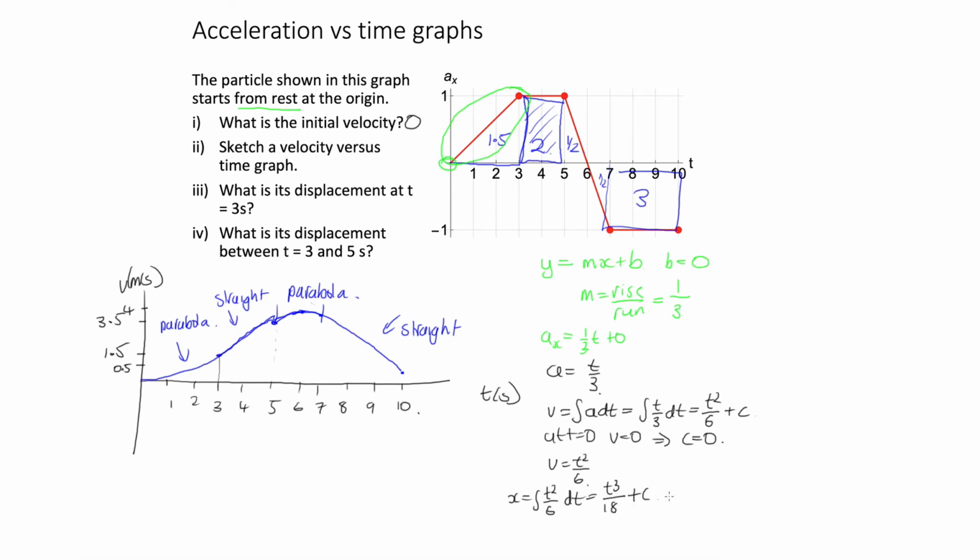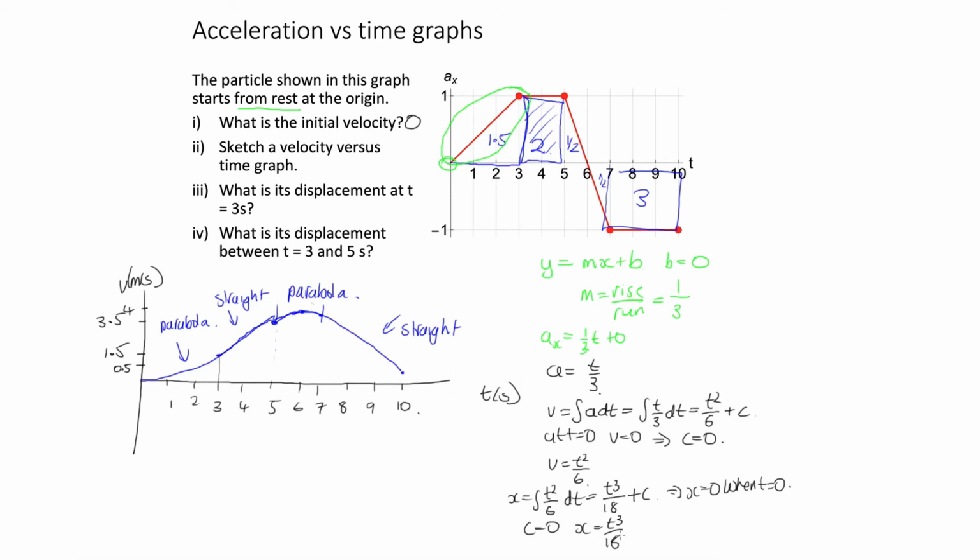So because it starts at the origin, that tells us that x equals 0 when t equals 0, which tells us that c equals 0. And so x is equal to t cubed over 18. Okay, so now we have an expression for how far it has gone in the first 3 seconds.